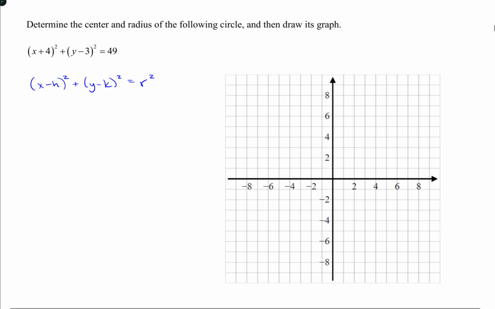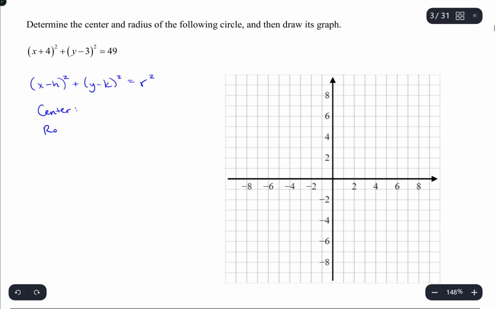And our equation is very similar to that, but if it was in that form, it would be very easy to identify what the center and the radius of the circle happen to be, because the center is located at just h, k. We don't have to do any additional work for those. And the radius is just r.